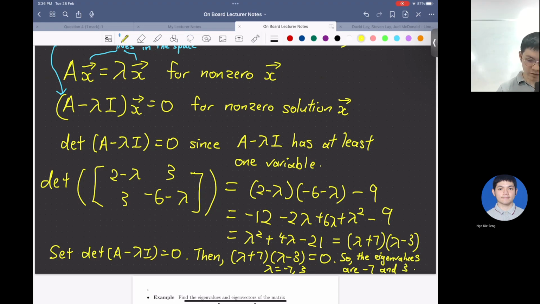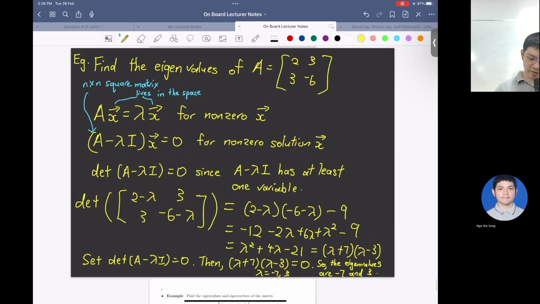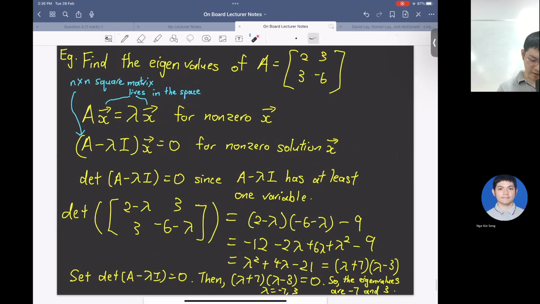Okay. So what we want to show here is we can use the condition that the determinant of A minus lambda I is equal to 0 to find our eigenvalues. And why is this true? Because we want it to be not invertible.